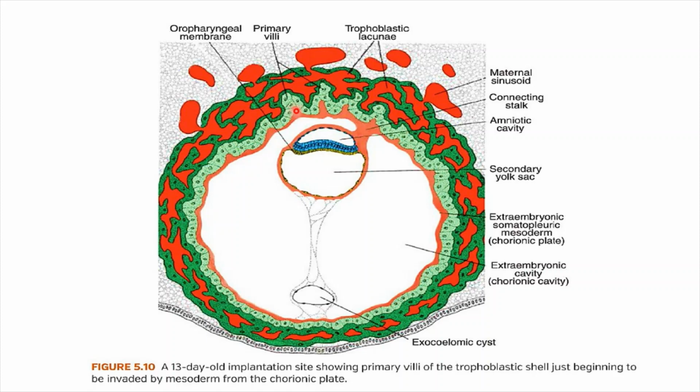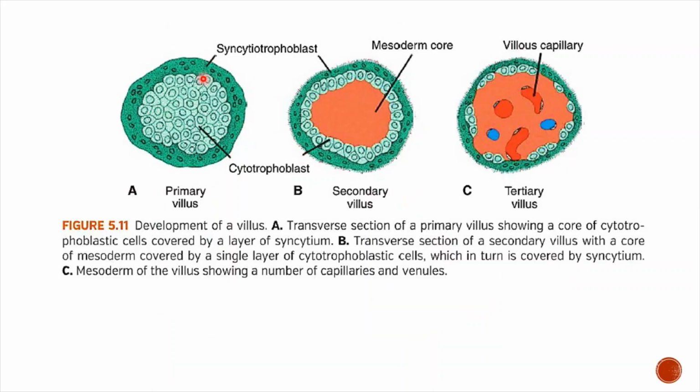And then when this extraembryonic mesoderm penetrates the primary villus, they become secondary villus. When this extraembryonic mesoderm that penetrates the primary villus differentiates into small blood vessels and blood cells, then it becomes a definitive placental villus. So the primary villus only has the cytotrophoblast and the syncytial trophoblast. Secondary villus has cytotrophoblast, syncytial trophoblast, and in the center it has mesoderm cells. In the tertiary villus, the mesoderm cells differentiate into small blood vessels and blood cells. So this is the development that happens.